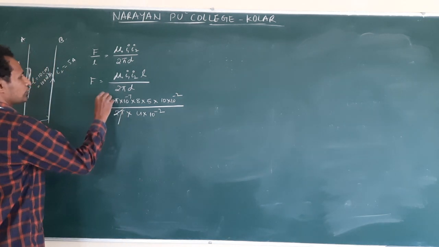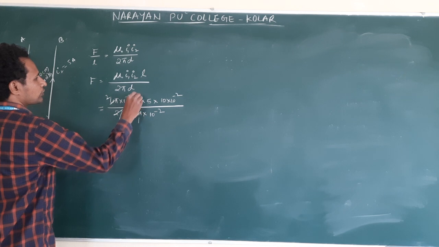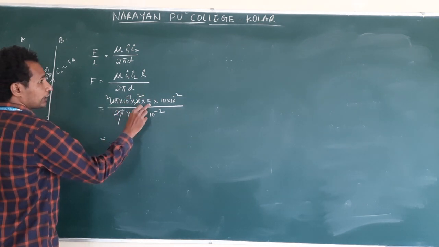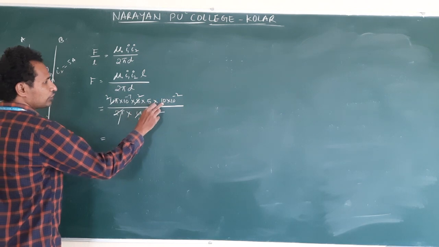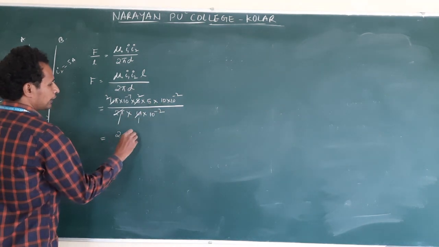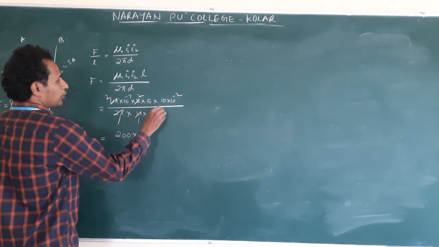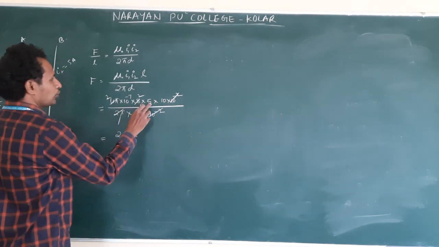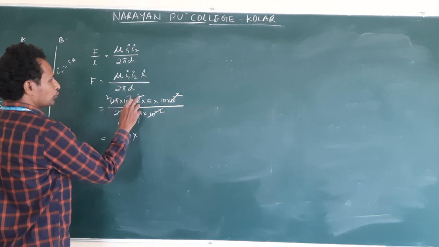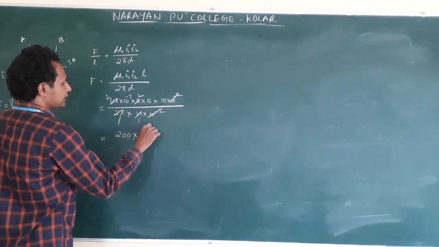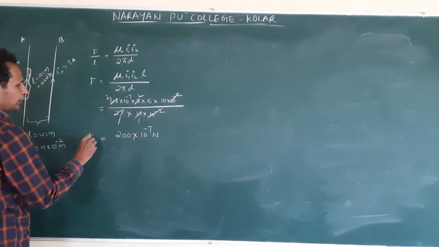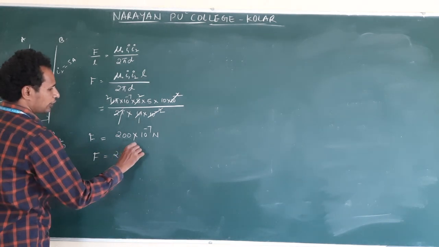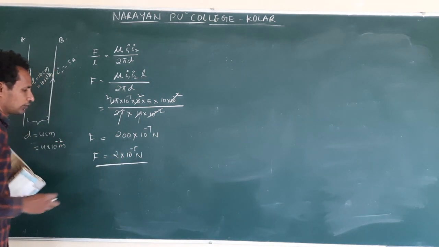2 by 1s, 2s, 4 1s, 4 2s. 2 into 2, 4, 4 into 5, 20, 20 into 10, 200. 200 into 10 power minus 2, the 10 power minus 2 cancel. 200 into 4 into 4, 10 power minus 7 Newton. Or if you want to remove this, you can write 2 into 10 power minus 5 Newton.